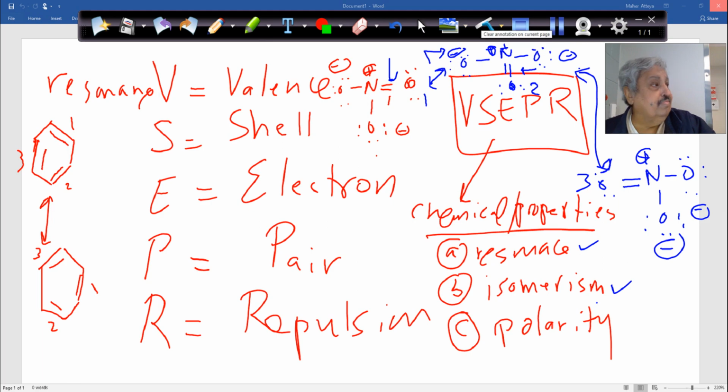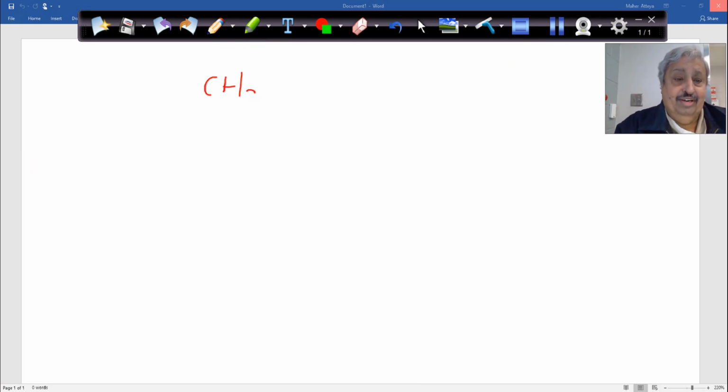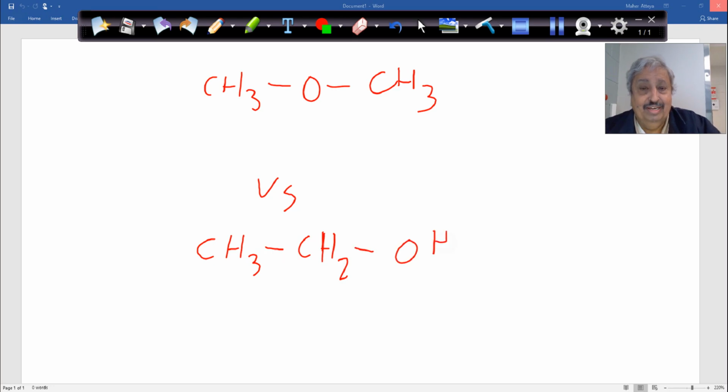Everybody has it? So now I can look at the two molecules here: CH3OCH3 versus CH3CH2OH. This is an ether, this is an alcohol.